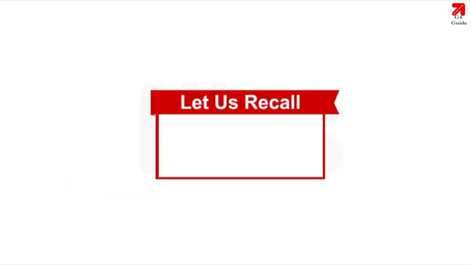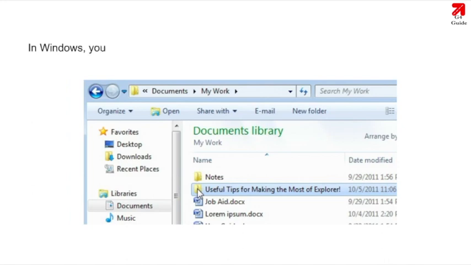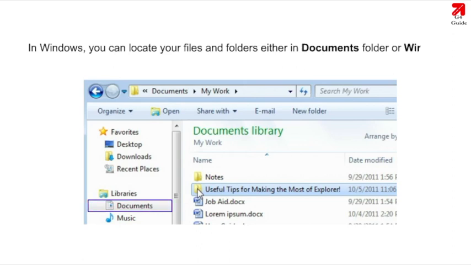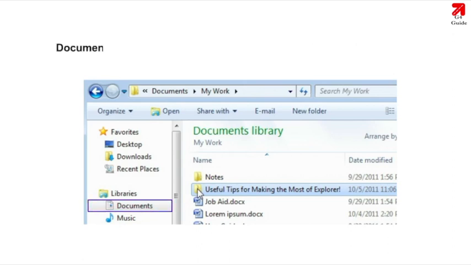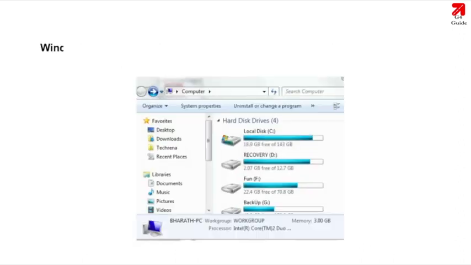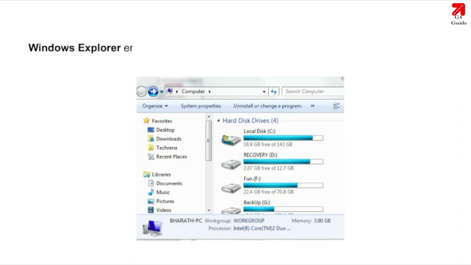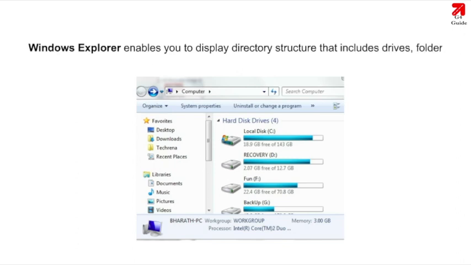Students, from your previous knowledge, can you tell about files and folders? In Windows, you can locate your files and folders either in the Documents folder or Windows Explorer. The Documents folder is more convenient for viewing a folder or window at a time. Windows Explorer is used for viewing, exploring, and organizing files in a computer. Windows Explorer enables you to display the directory structure that includes drives, folders, and files.